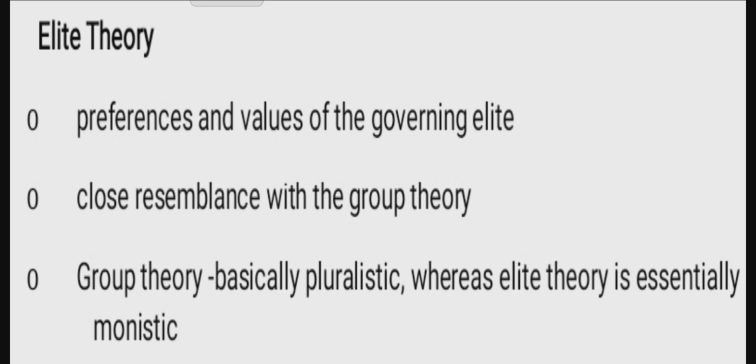In this model, policies flow downward from elites to masses. They do not arise from mass demands. The elite theory has close resemblance with the group theory, as both refer to policy generation through pressures from specific interest in the society.